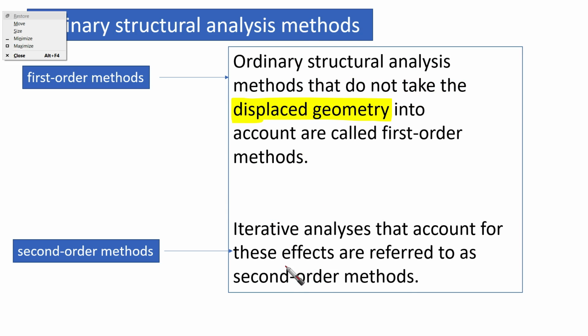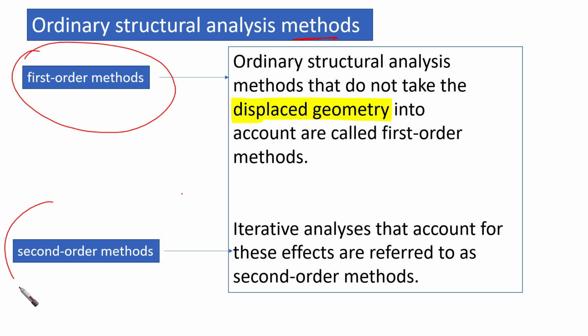Now let's go to the ordinary structural analysis methods that we usually use. We have two types of analysis methods generally that we use in our software. The first one we call first order methods, and the second is the second order methods.